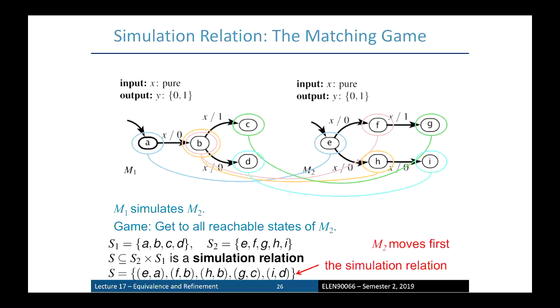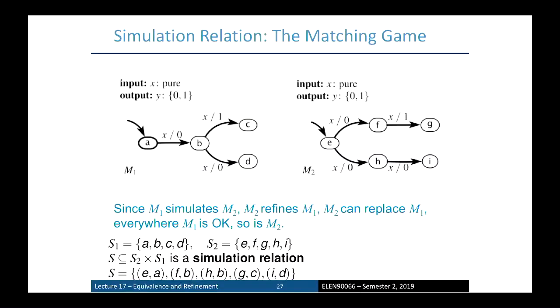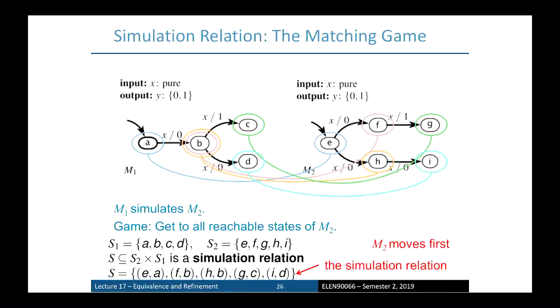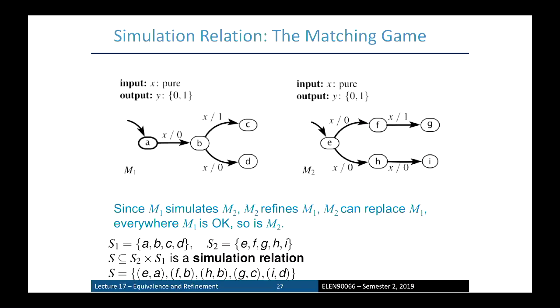So we can safely say that M1 simulates M2. Okay, so M2, remember, back on this slide here, M2 was moving first. And M1 has therefore simulated it. We could say M2 refines it, or M2 can replace M1 everywhere M1 is okay.